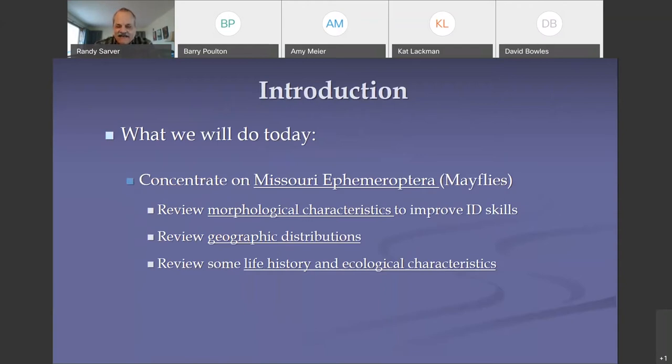And I have to admit that this is probably not the best way to learn ID skills for Mayflies, but since we are in this virtual world currently, this is how we're going to try to share some of this. I'm also going to review some geographical distributions, which helps you decide what may be present or what may not be present, if you know a little bit about the ecology of the organisms that you're looking at, and then a little bit about life history.